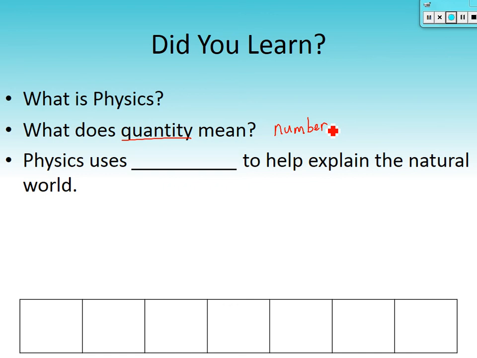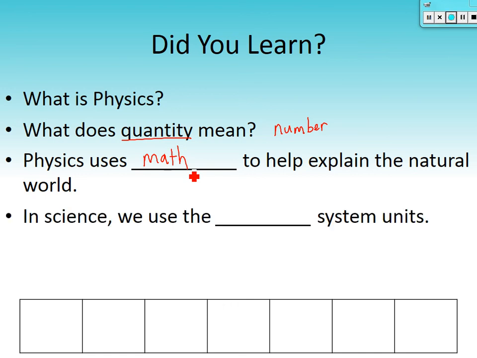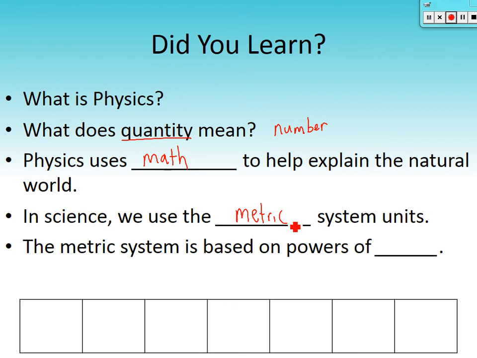We're going to be using math, a lot of mathematics to help explain the natural world. We're going to be doing math every day. In science, we use the blank system of units. Well, we use the metric system. We do not use the imperial system in science. The metric system is based on powers of 10, and that's what makes it so useful. We can slide the decimal either to the right or to the left.